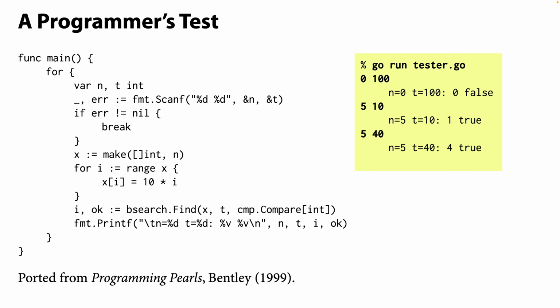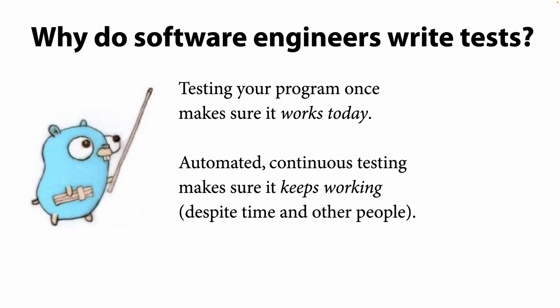Here's a nice interactive tester for a binary search function. You type two numbers, n and t, it makes a slice of n elements containing increasing multiples of 10, and then it does a search for t in the slice and prints the results, and you repeat. Now, this may seem trivial, but how many of you have ever tested production code just by running it and poking at it for a while? All of us have done that. When you're programming, an interactive tester like this can be very useful for finding bugs, although so far the code appears to be working. But this tester is only good for programming.